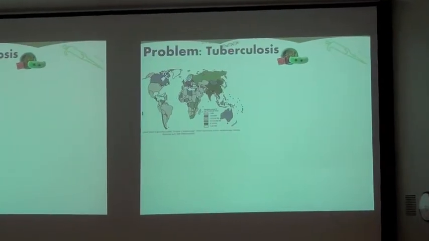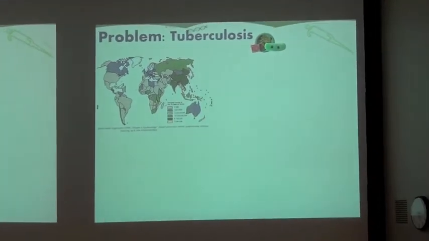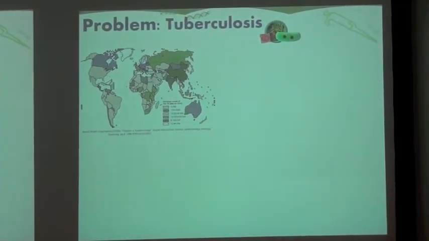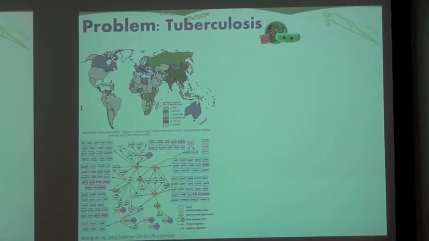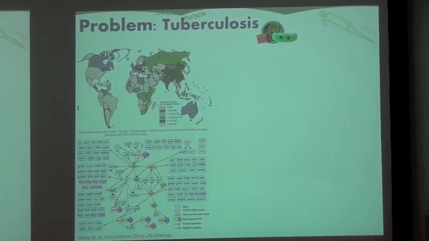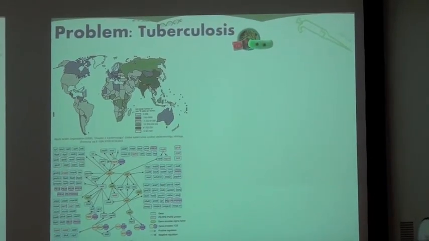The biological problem that we chose to look at was tuberculosis. Unless you've been hiding under a rock, you know tuberculosis is bad. You can also see in the map that it's a global problem. So besides being big and bad, it is also very complex. So you can see in the gene regulatory network here that there's many different interactions between the genes.